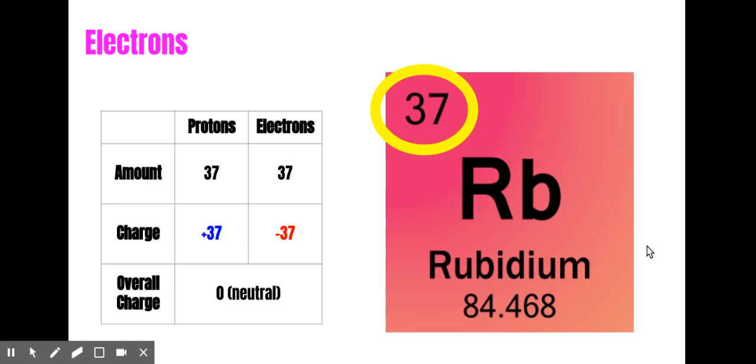And how we're going to get that is we're going to have 37 electrons, which would give us that negative 37 charge. And when we put that together with positive 37, when they come together, they cancel each other out and have a 0 or neutral charge. And that's what we're looking for. So that's why the electrons are the same.